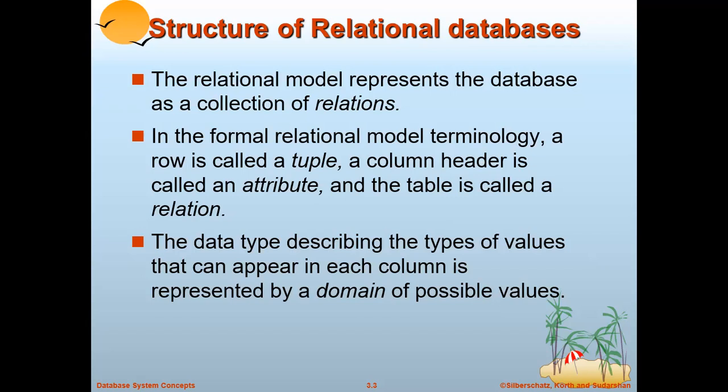The data type describing the types of values which are going to appear in each column is represented by a domain of possible values. For example, if roll number is there, then the domain of that column roll number will be 10, 20, 30, like that, as per the data type.